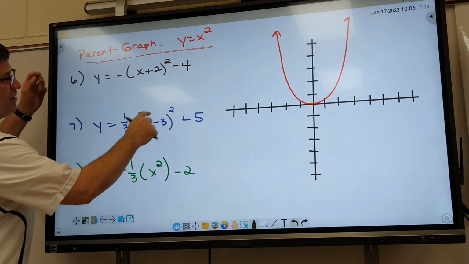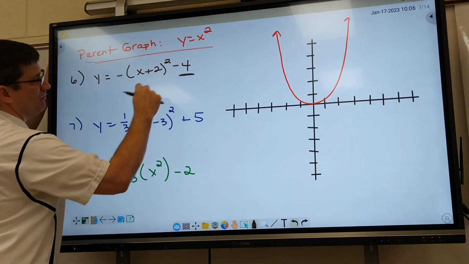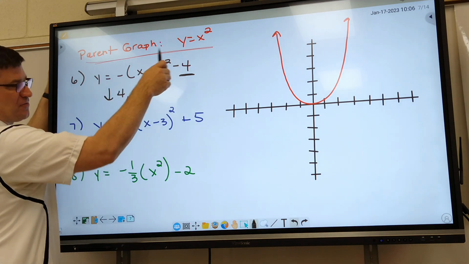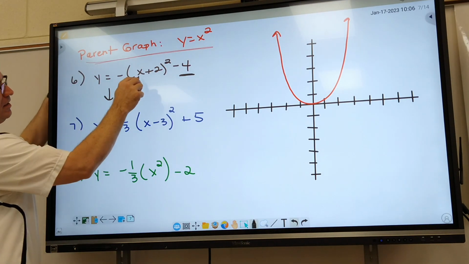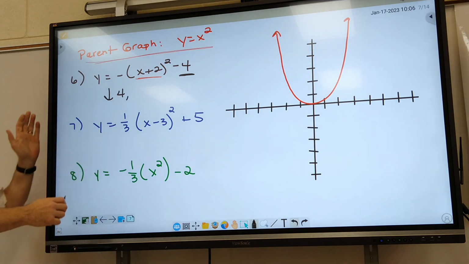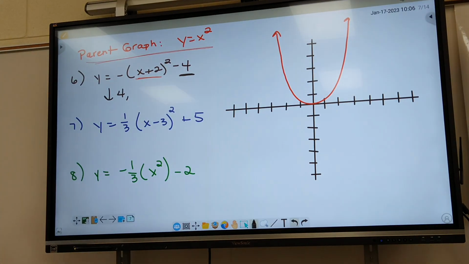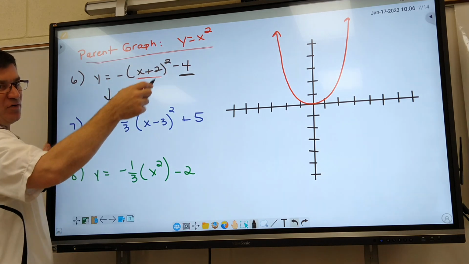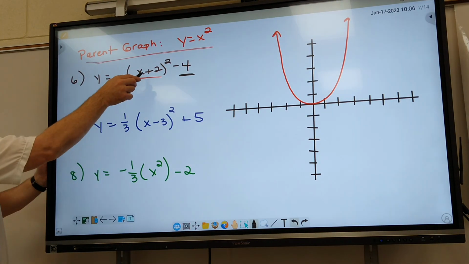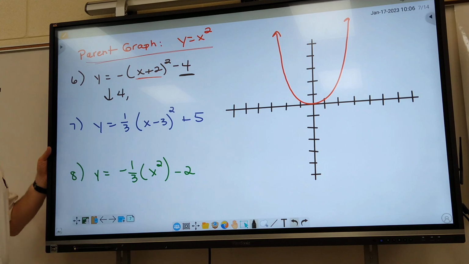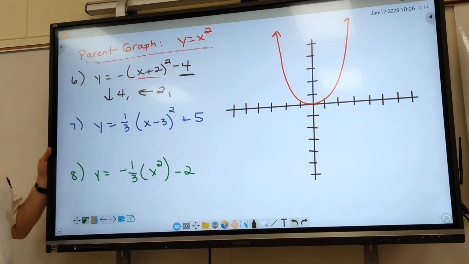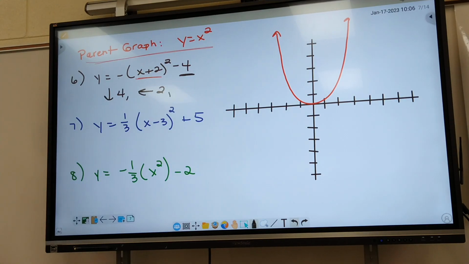Start in the back. Where's this going to move the graph? Down 4. If that would have been a plus 4, you'd go up 4. Parentheses are going to move the graph right or left, but don't forget, if that's x plus 2 equals 0, and you move it over, you got to flip the sign. That's really a negative 2, which means what? Left 2. And last, you have a minus sign, which will do what? It flips it. That's a reflection.